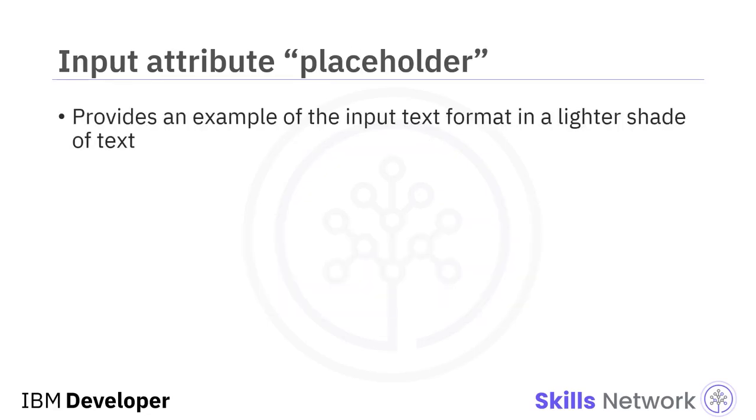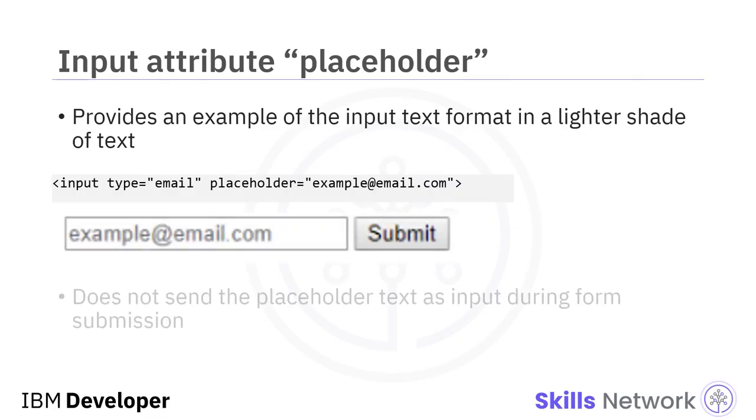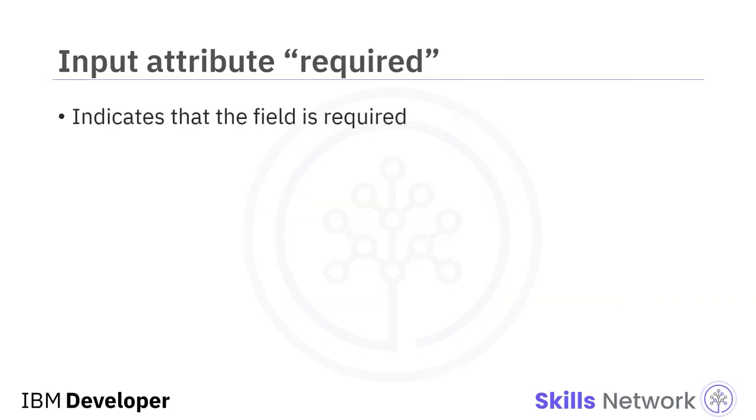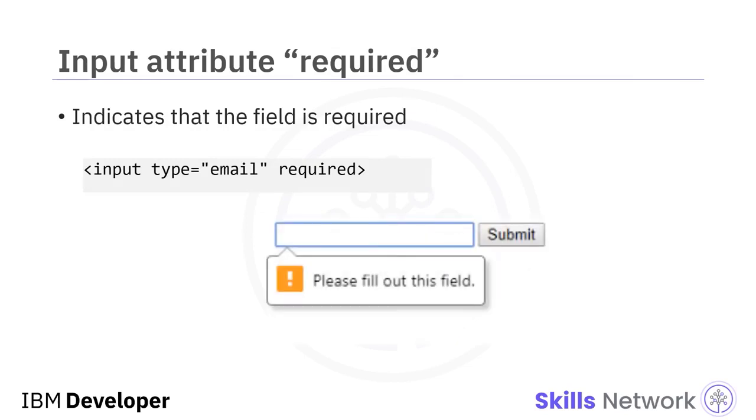Placeholder text is used to provide hints of what the input text format looks like. The placeholder fills the input text field with example values in a lighter shade of text. The form does not submit the placeholder text value if the input text is not overwritten. The required attribute implies that some text must be typed. The requirement to type some input applies even if the field contains placeholder text.